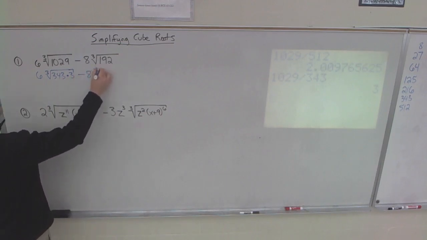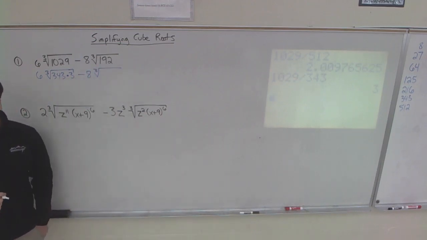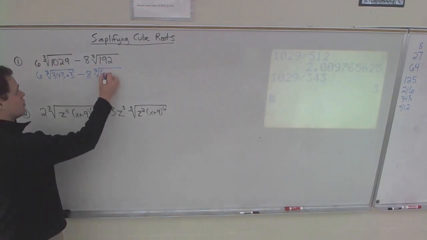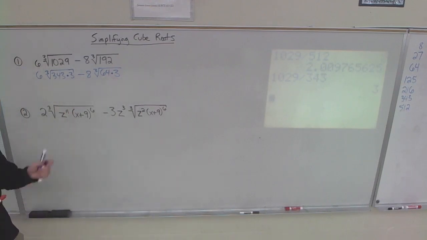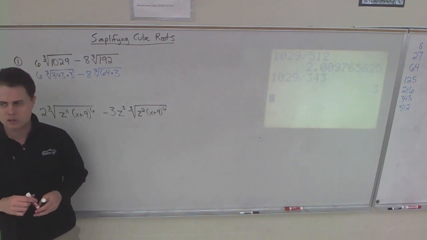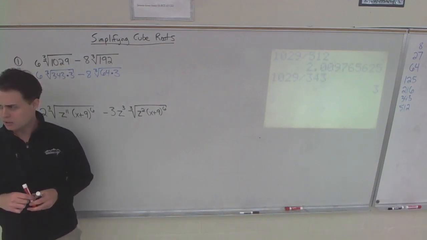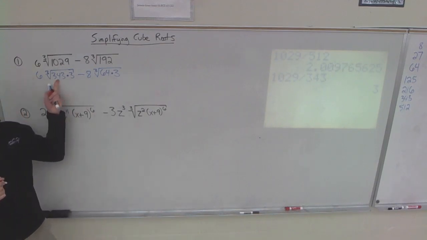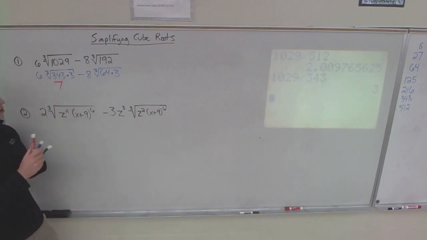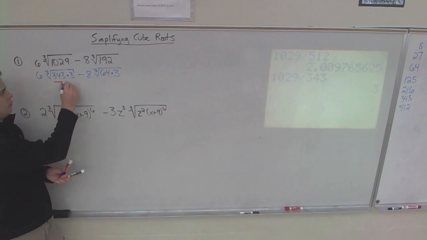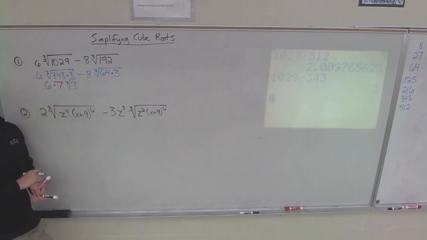Did you guys already experiment with 192? Yeah. What went into 192? 64. How many times? 3? Okay, sweet. So red stuff's going to come out, blue stuff's going to stay in. What's going to come out on this problem if we have the cube root of that? 7, because 343 cube rooted is 7. What stays in? Yeah. And there's still a 6 chilling out here.